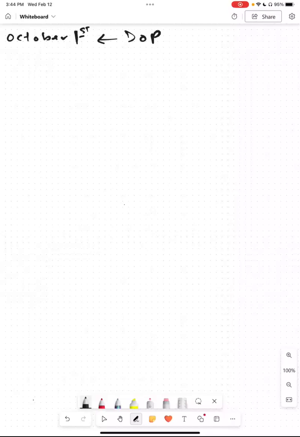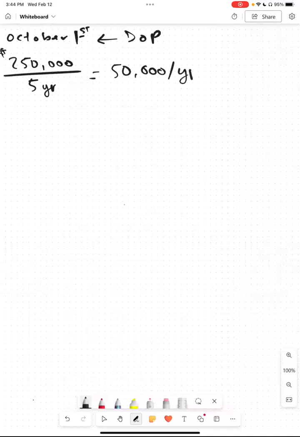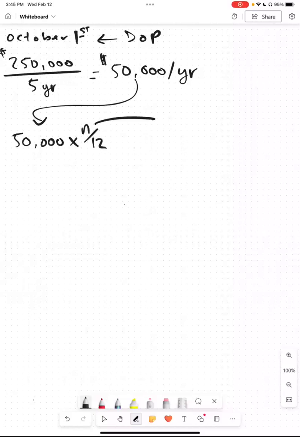Okay, so what we're going to have to do is we're going to have to take that initial cost, $250,000. Okay, we're going to divide that by its useful life, or 5 years. What we get is $50,000 per year that we recognize as depreciation expense. Okay. The way we figure out how much we owe in a partial year is we take this amount, okay, we multiply it times n over 12, where N is equal to the number of months the long-term asset is owned, okay?